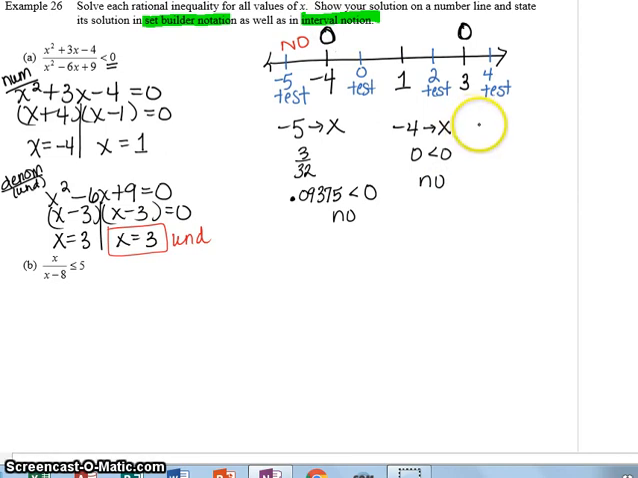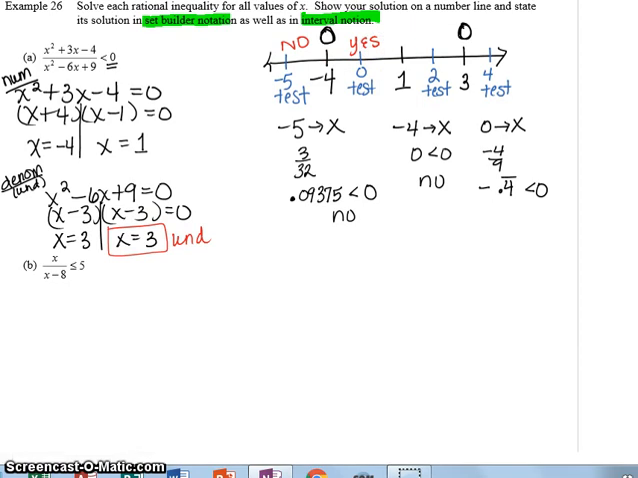Then go test 0. 0 is probably easy to do in your head. When you put in zeros wherever you see your x's, you get negative 4/9. In your calculator, negative 4/9 is negative 0.4 repeated. Is that less than 0? Why do I keep saying less than 0? Because that's the inequality that was given to you. Yes, that is less than 0. So in this area, between negative 4 and 1, I get a yes. I'm going to connect that in a minute.